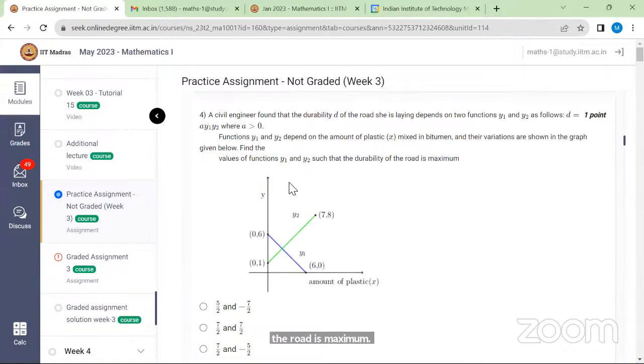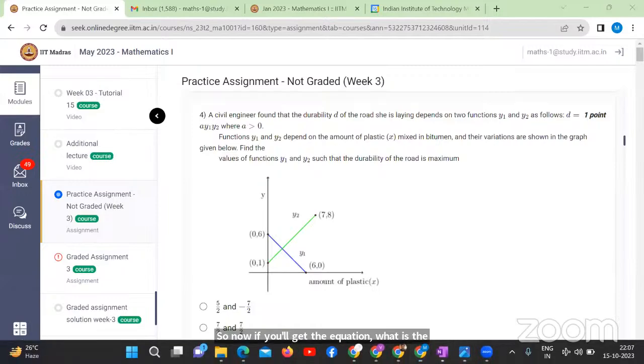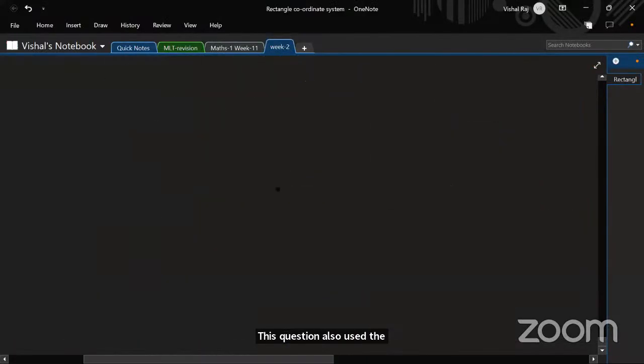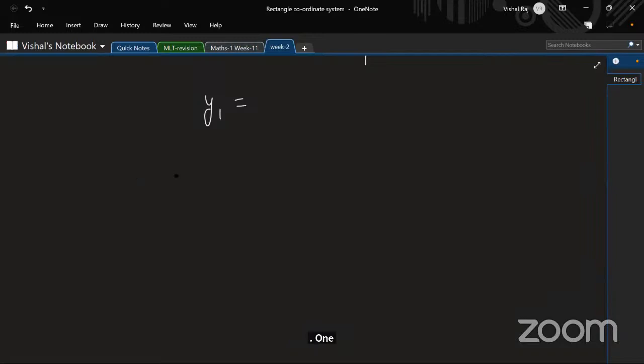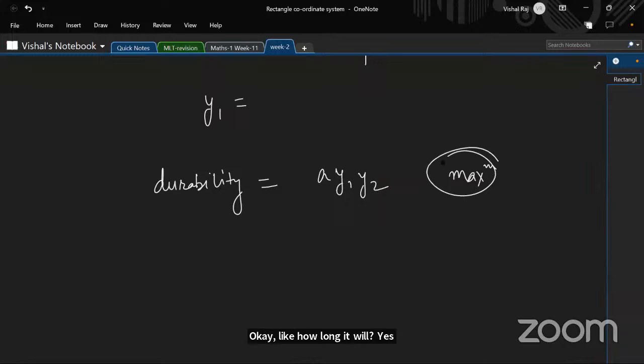So now if you get the equation, what is the equation of y1 and y2? Previous week's concept. What is the equation of y1? As given, y1 is equal to minus x plus 6, and y2 is x plus 1. The durability is A times y1 into y2, and that you have to maximize. This has been given in the question.